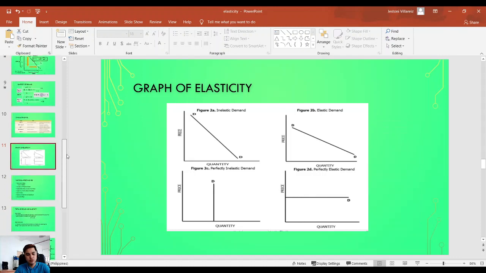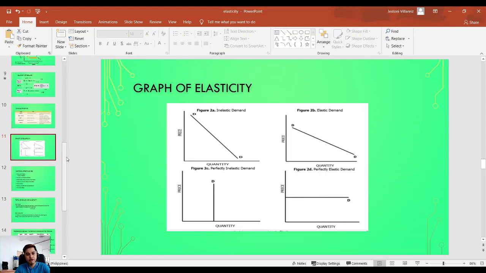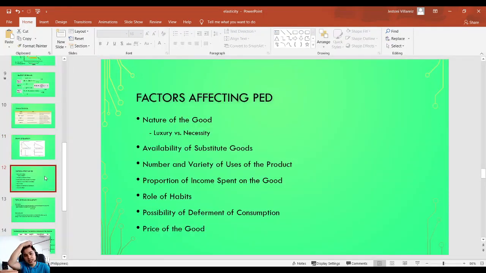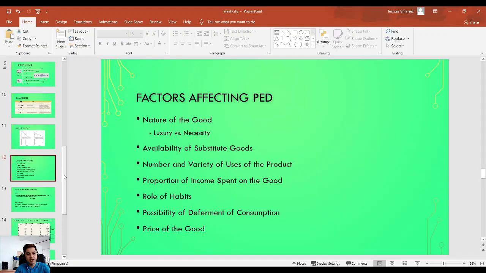Alright, so this is how you interpret it in a graph. In theory, when we say elastic, it is flatter compared to an inelastic demand. Okay, factors affecting PED. Just read the learning guide for the factors. I put in here a couple, but katong nasa learning guide are more specific. I did not explain further because we don't have that much time.